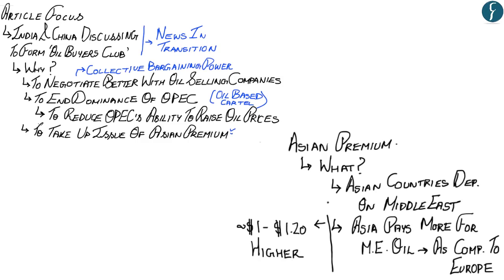And this is because Asian countries are more dependent on oil from the Middle East. And because European countries have many more suppliers, such as from Latin America and West Africa, they're able to negotiate for a better price from the Middle East countries. And this extra price that the Asian countries pay is known as the Asian premium.